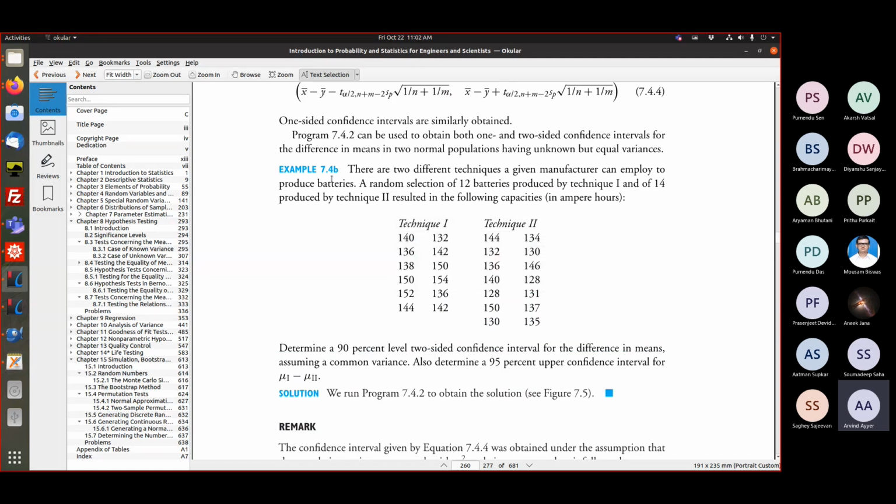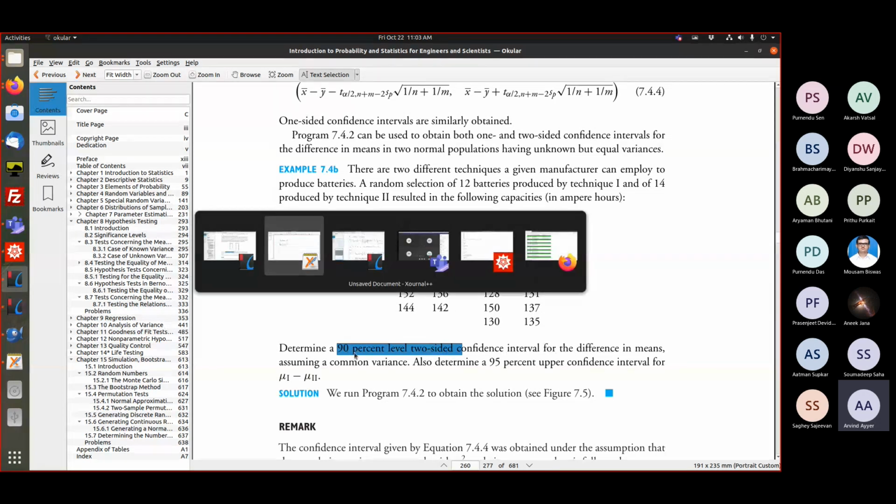So there are two techniques for making batteries, and for each of them they selected a certain sample and measured how large the capacities are in this ampere hour units. So they got these numbers for the first technique from 12 samples, and these 14 numbers for the second technique. And now we have to determine a 90% two-sided confidence interval for the difference in the means.